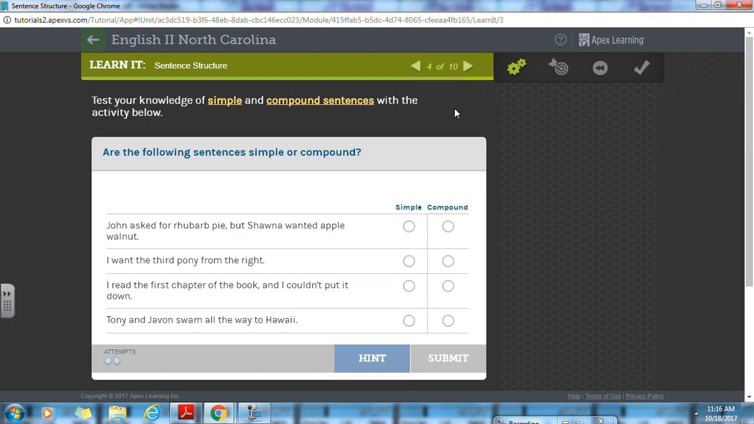So let's test your knowledge of simple and compound sentences. Go ahead and look at the 4 questions, write them in your notes, pause me, and then when we come back, we'll see if your answers are correct.